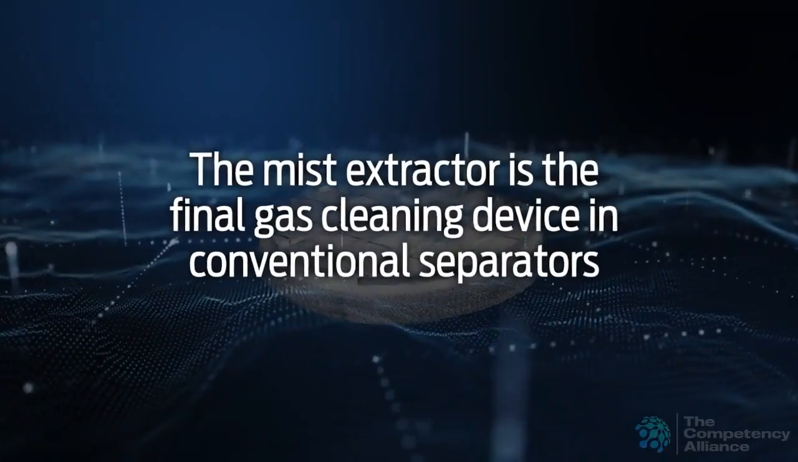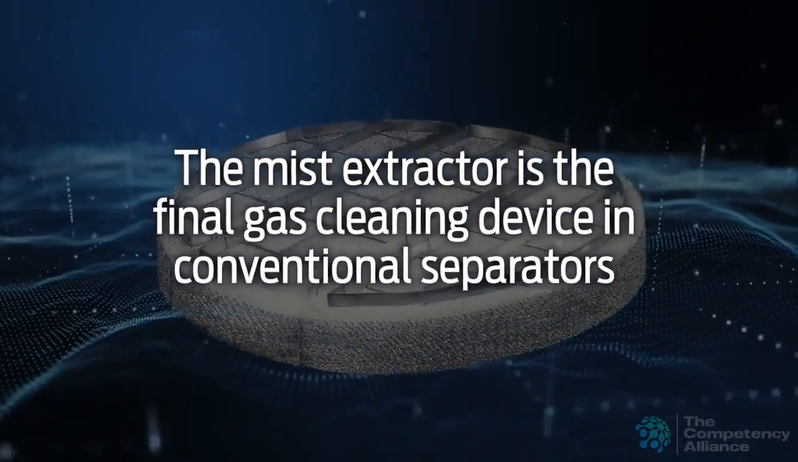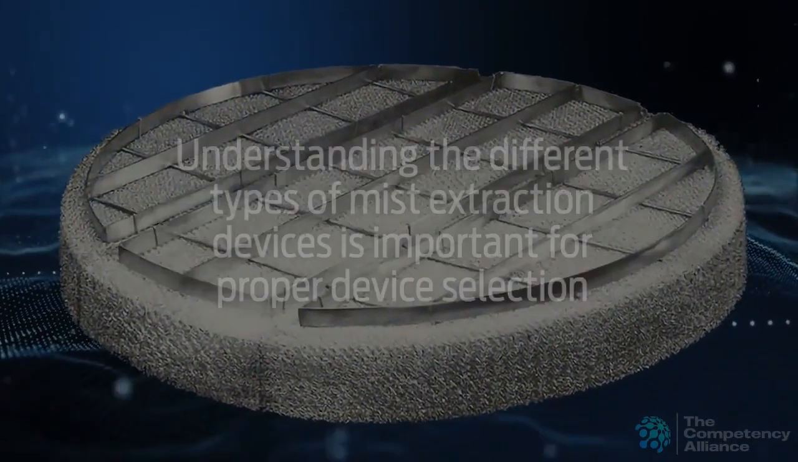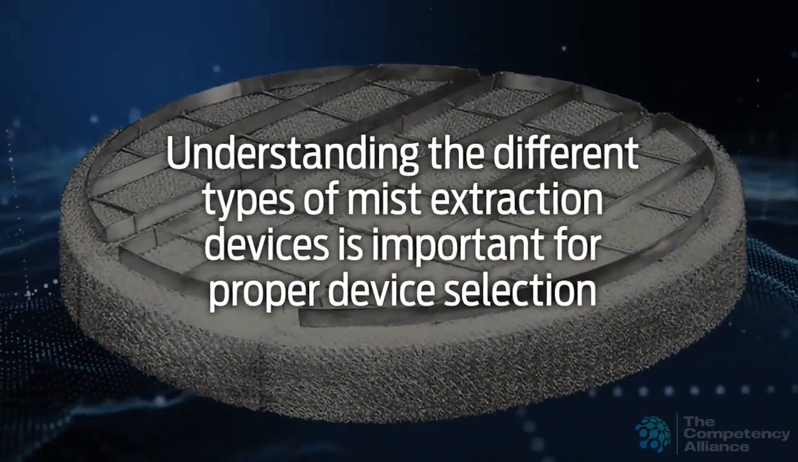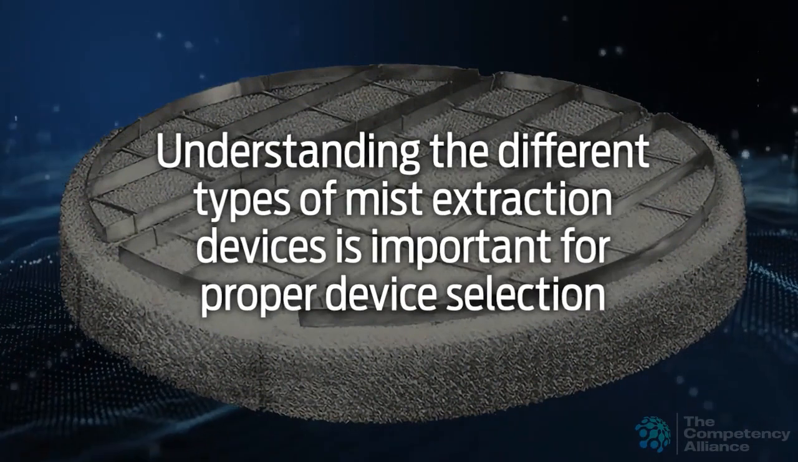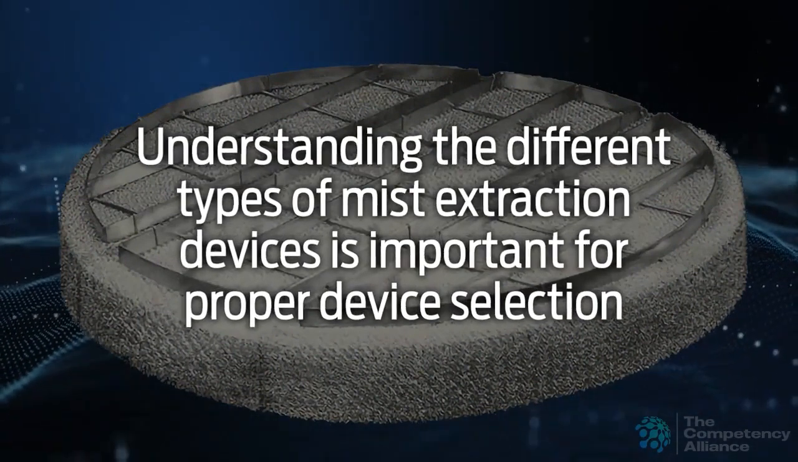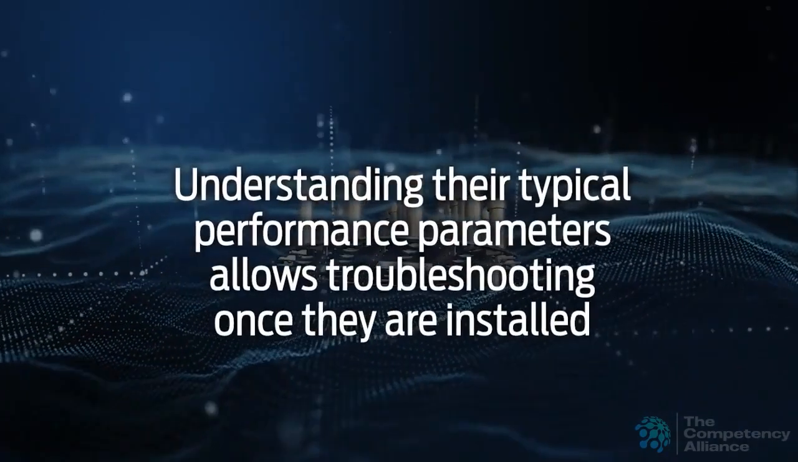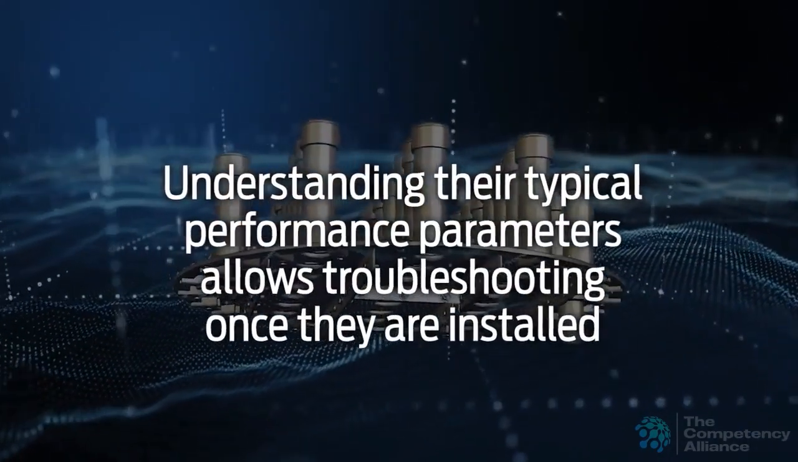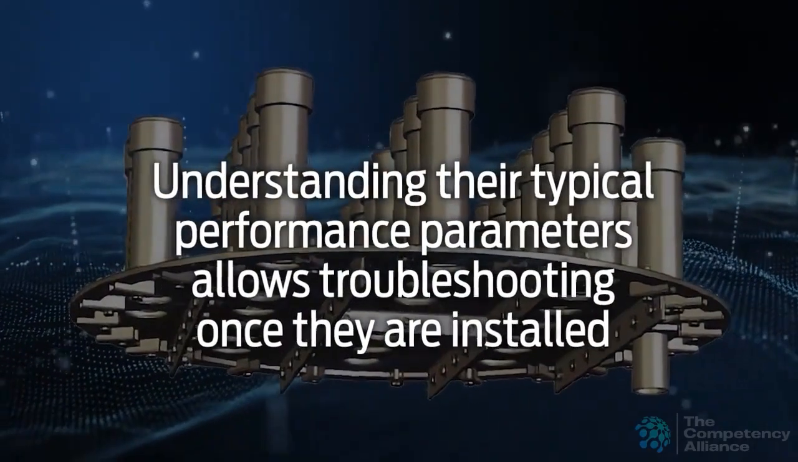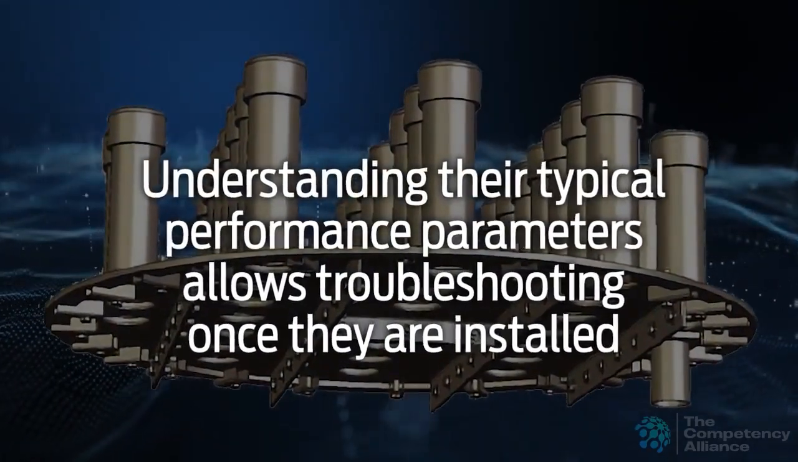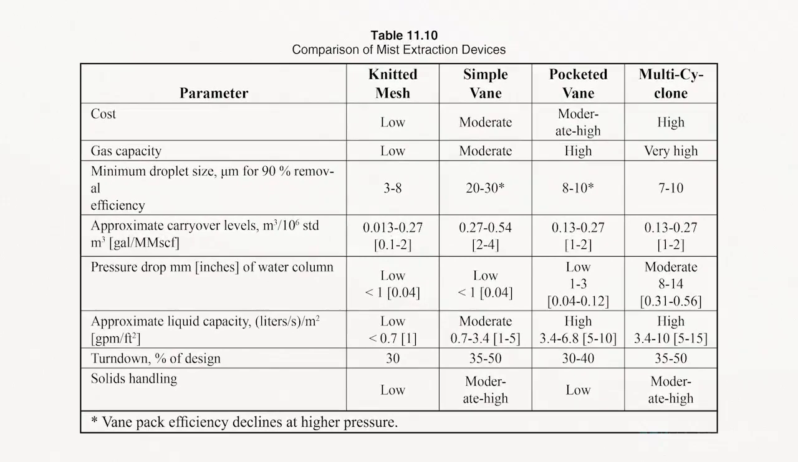The mist extractor is the final gas cleaning device in conventional separators. Understanding the different types of mist extraction devices and their common applications is important for proper mist extraction device selection. In addition, understanding their typical performance parameters can allow one to troubleshoot their operation once they are installed in the field. The various mist extraction devices have different liquid droplet removal efficiencies as well as different liquid handling capacities.